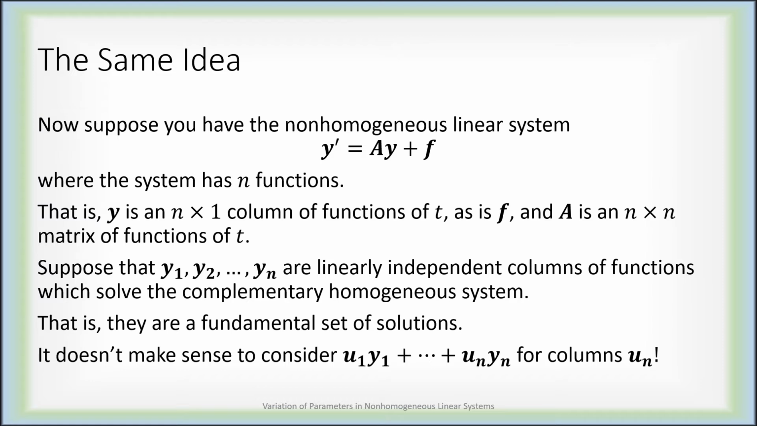It doesn't make sense to consider u1 y1 all the way through un yn for columns un, however, because y1 through yn are columns, so if u1 is also an unknown column of functions, there's no way to multiply a column by a column like that.